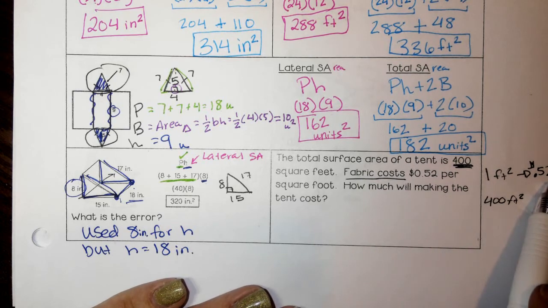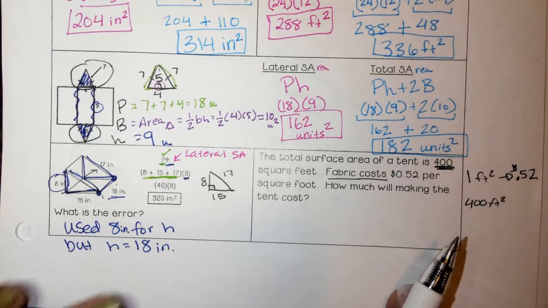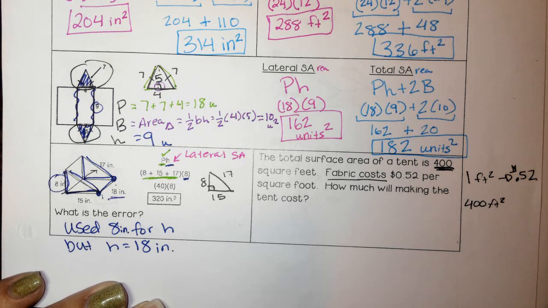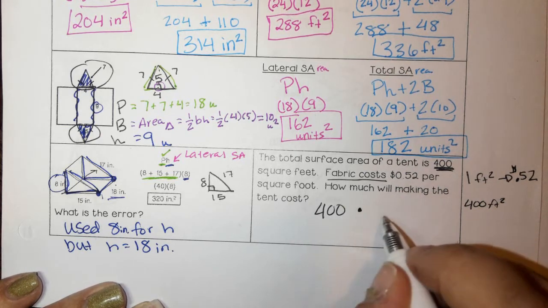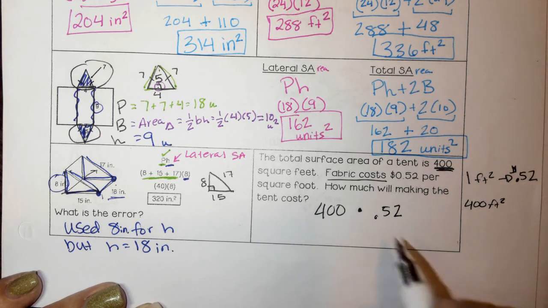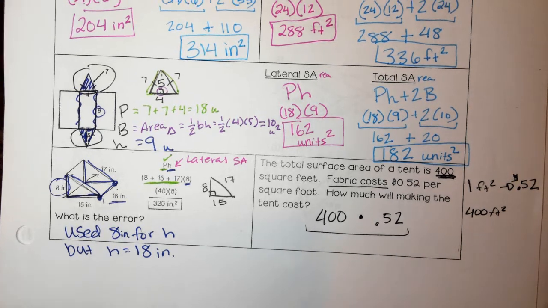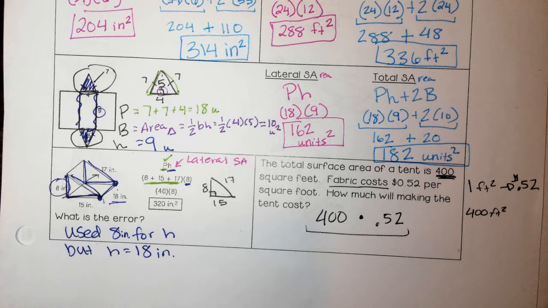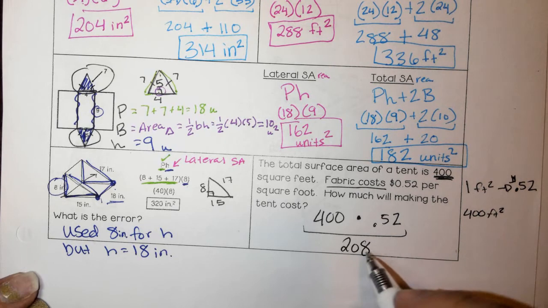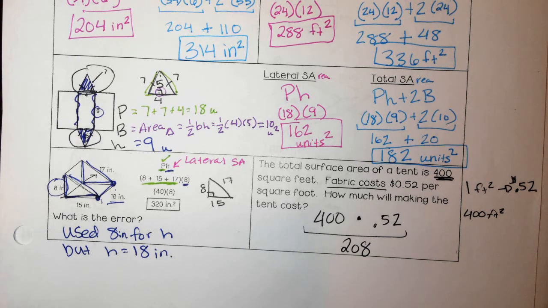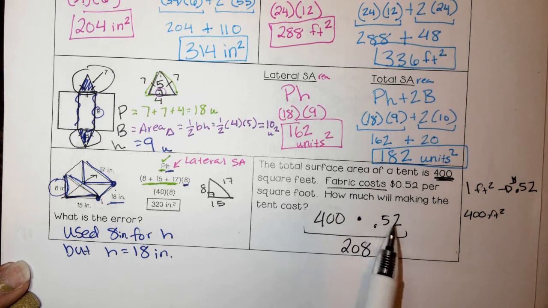So if every single one is 52 cents, every is a keyword. Sorry, you can't see that. Every is a keyword for multiplication. So we've got our 400 square feet of tent. Multiply this by 52 cents per square foot, and that will give you how much total you would be paying. So we've got 400 times 0.52, definitely using a calculator here, and that is 208. That's about right. This should be a little more than half of 400, which is what we've got.